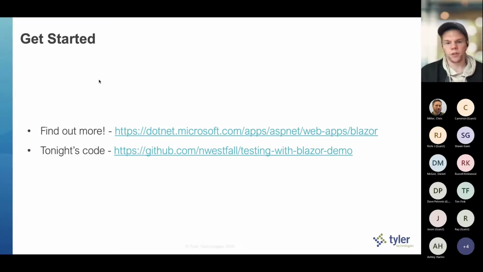So to get started, there are a few things. Go ahead and check out Microsoft's website, .net.microsoft.com, find the Blazor section, and start looking there. You'll see references to unit testing. Still check out those GitHub links for bUnit and Playwright. And tonight's code is on GitHub, so everything we wrote tonight, you can go ahead and run.